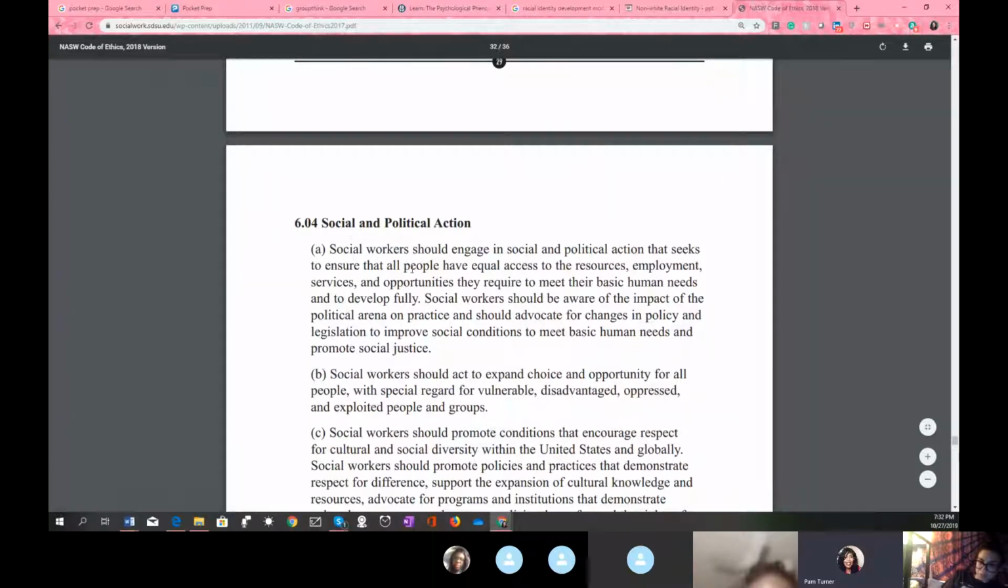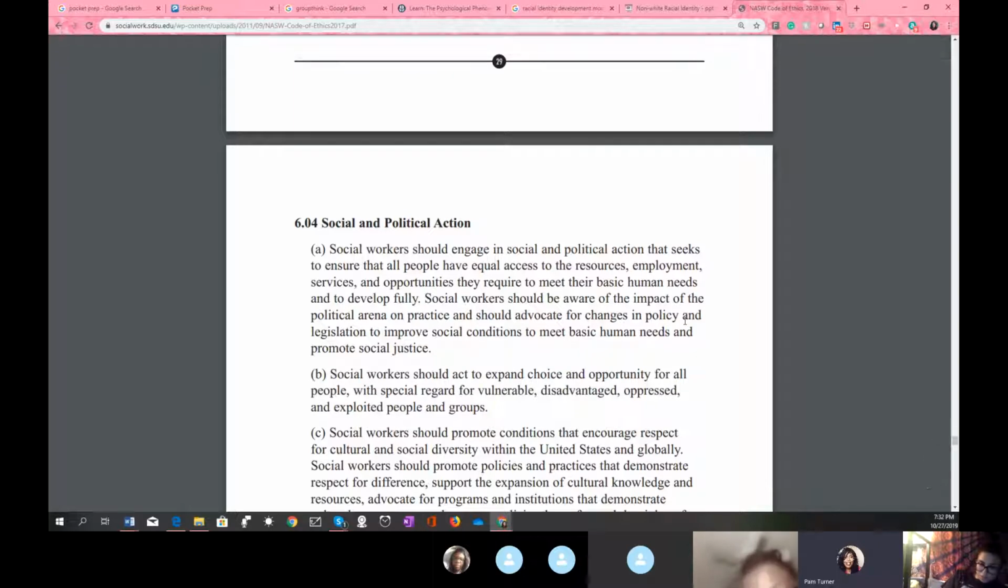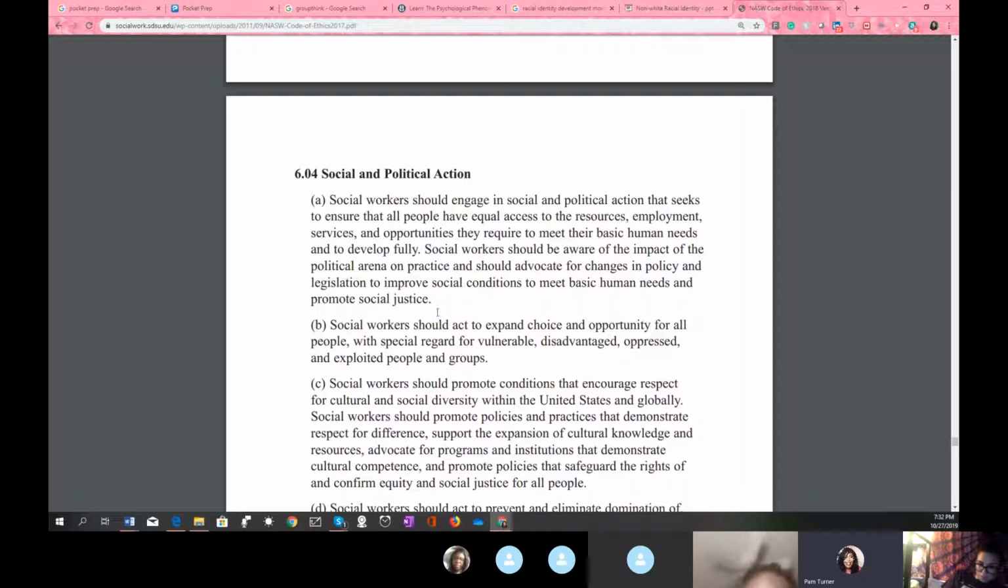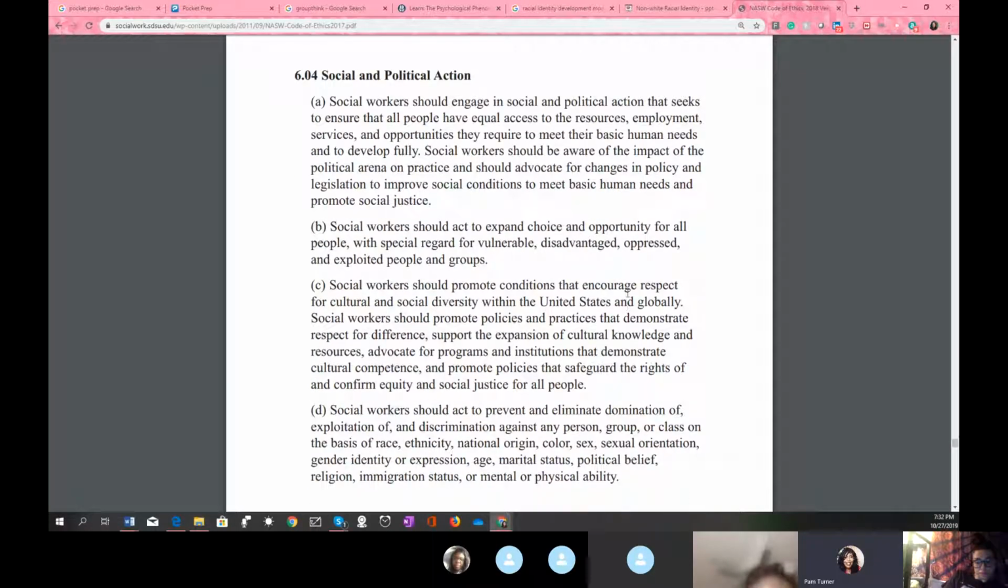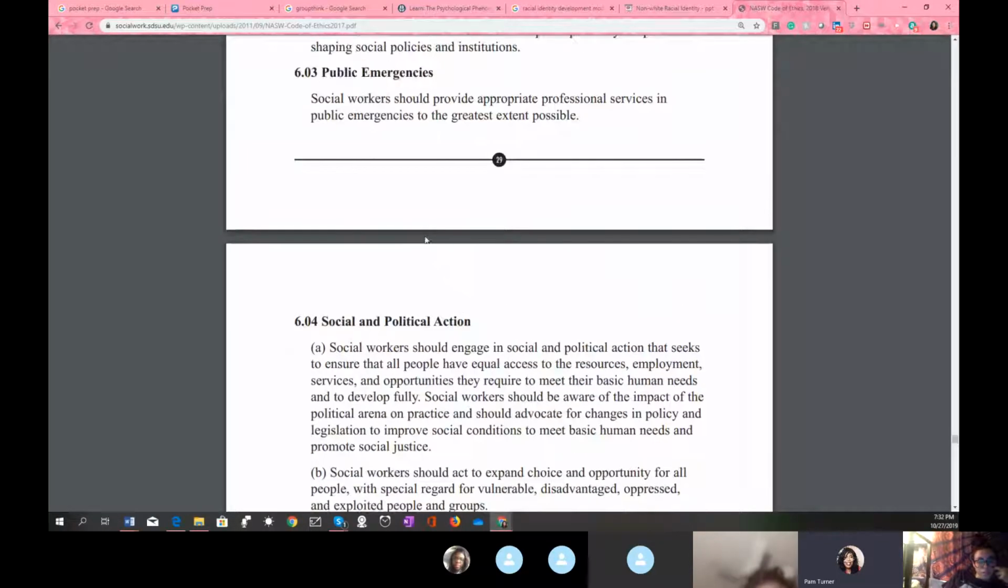Okay. So what it says is social workers should engage in social and political action that seeks to ensure that all people have equal access to the resources. We should be aware of the impact of the political arena on practice and should advocate for changes in policy and legislation to improve social conditions. We should act to expand choices and opportunities for all, with special regard to the vulnerable, disadvantaged, oppressed. We should promote conditions that encourage respect for culture and social diversity. So there's a whole list of things that we're supposed to do.